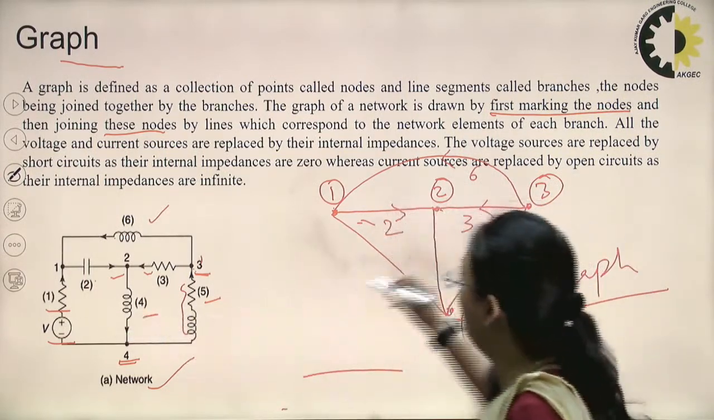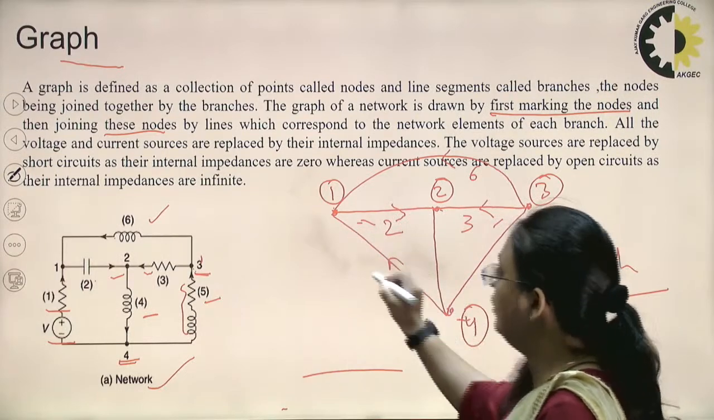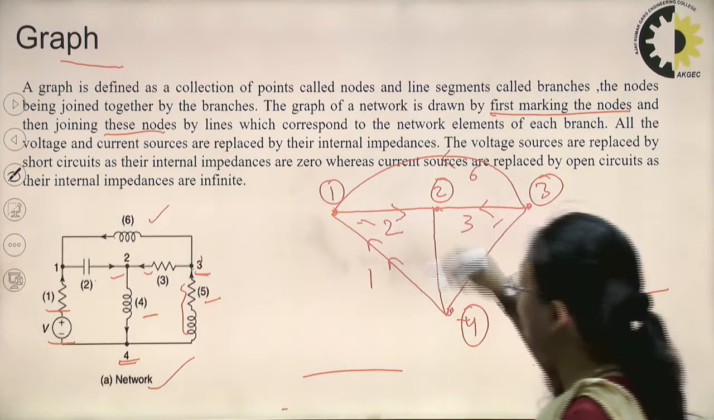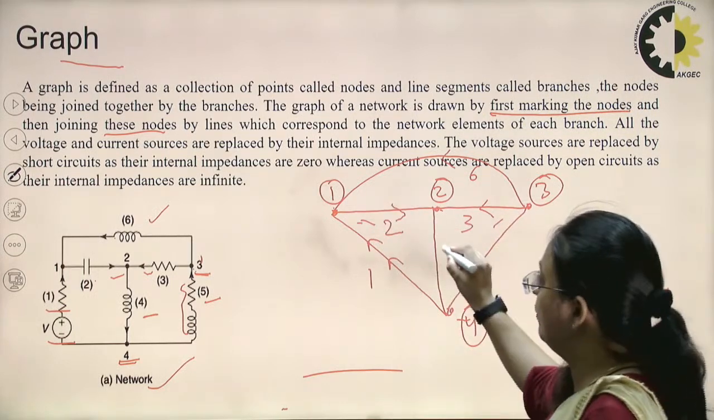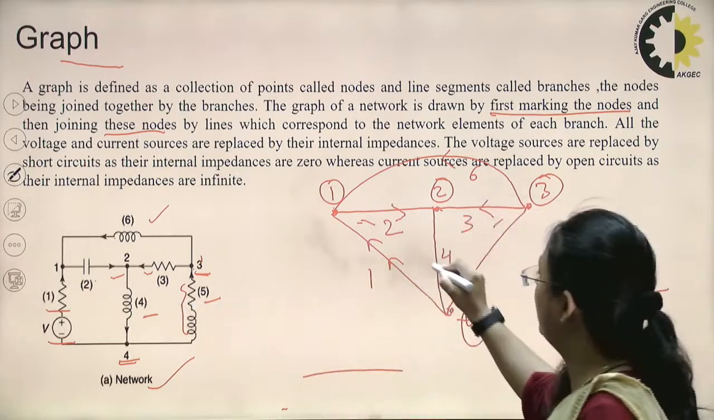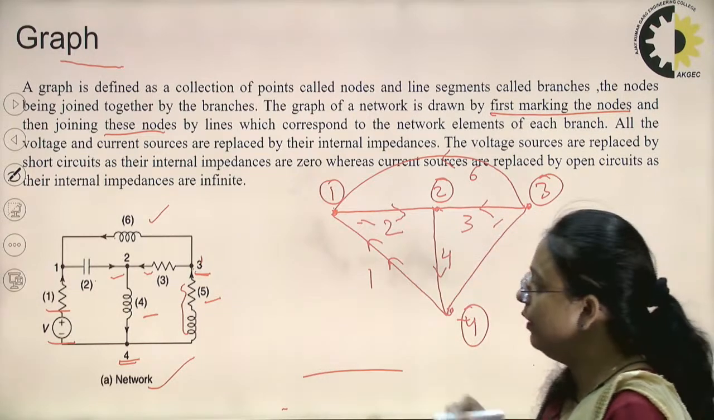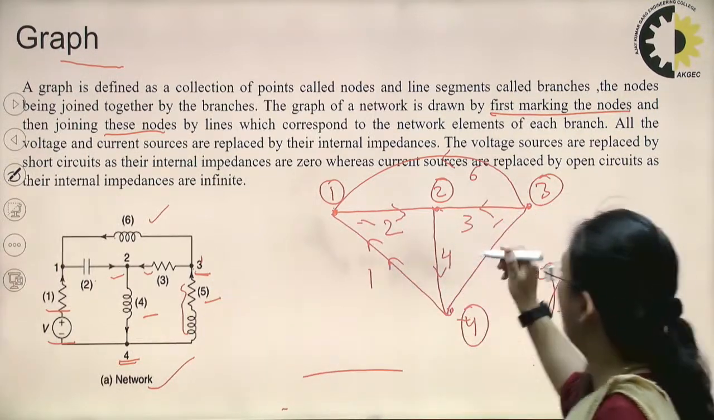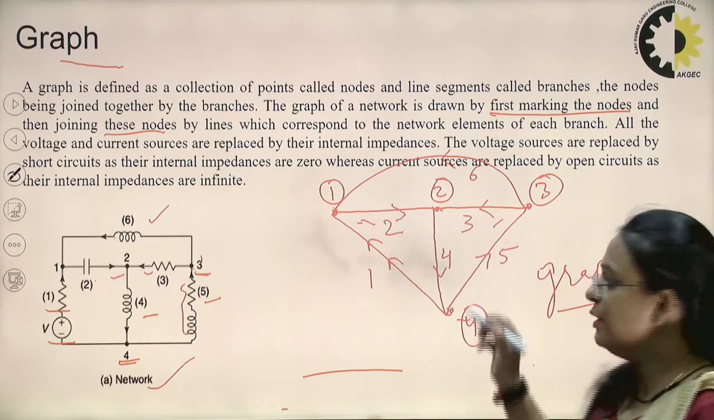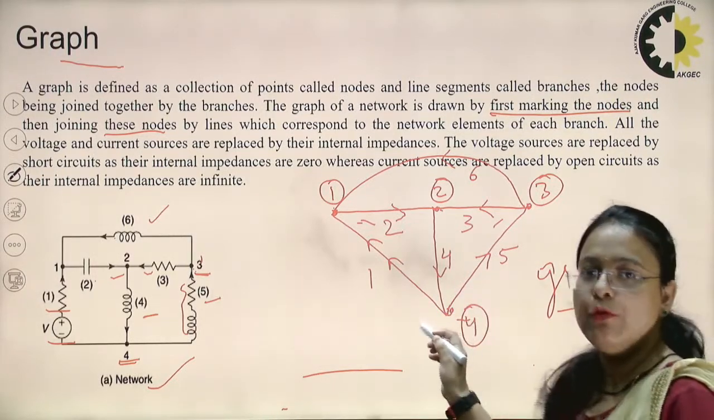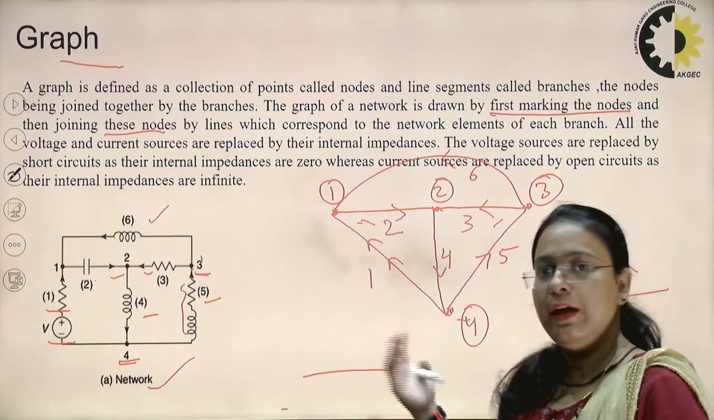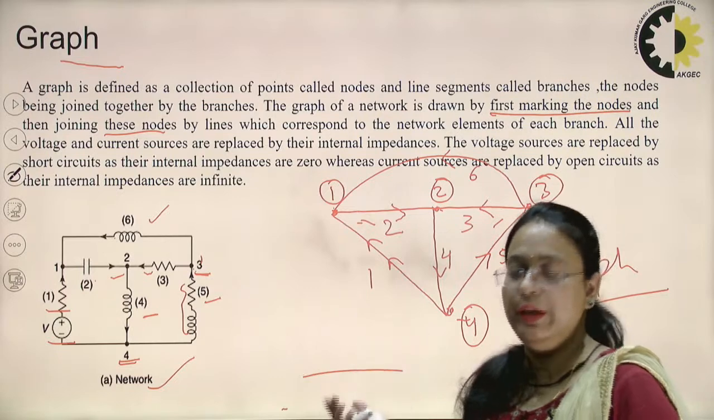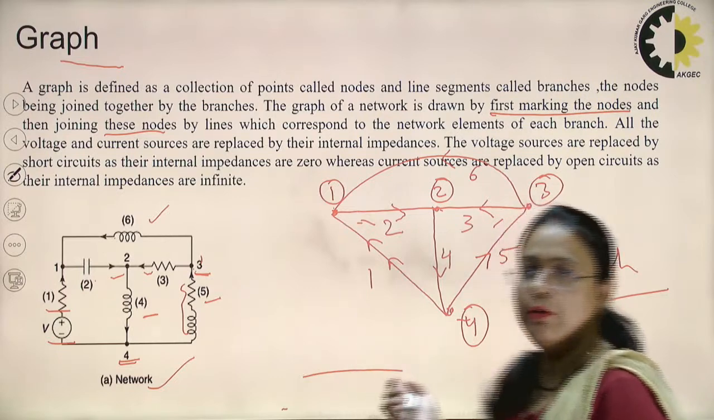Similarly, between 1 and 4 the branch name is 1, and the direction of current will be from 4 towards 1. And this is branch number 4 here, and the direction of current will be towards node number 4, and the 5th branch has the direction of current flowing from 4 towards 3. So this graph is called the oriented graph or directed graph. If any graph does not contain any direction, we can say it is an undirected graph or non-directed graph.